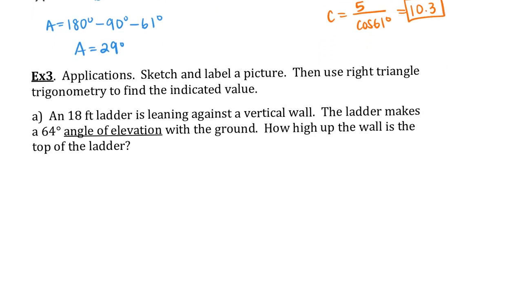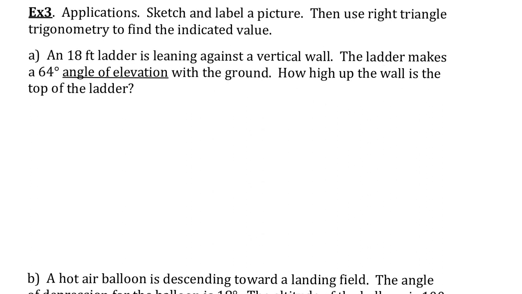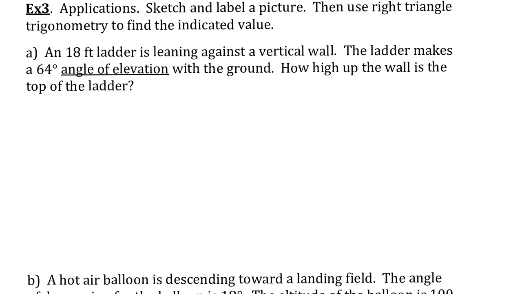We're going to sketch and label a picture, then we're going to use right angle trigonometry to find the indicated value. It says an 18-foot ladder is leaning against a vertical wall. This is going to be my wall. We're trying to get a triangle, so your stuff doesn't have to look like what it is. That's my wall. 18-foot ladder. My 18-foot ladder is going to be right here. I'm going to make it look like a ladder, or I'm going to try. You don't have to. That's my 18-foot ladder.